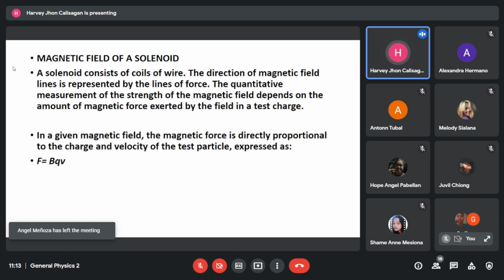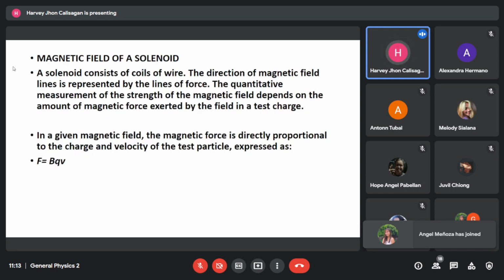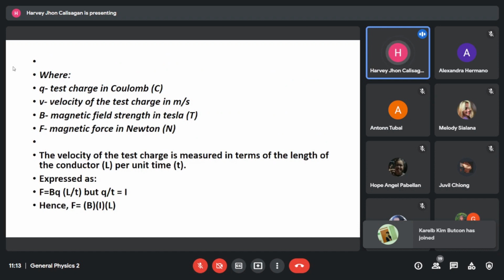To represent that mathematically, we have F equals B, the magnetic field, times the charge times the velocity. Q here is the test charge in coulombs. We also have the velocity, or just V, in meters per second. B is the magnetic field strength in Tesla, and F is the magnetic force in Newtons.